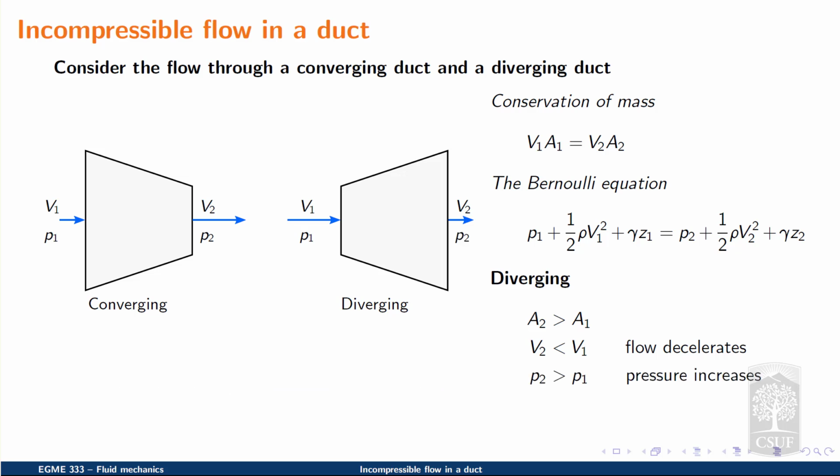When we consider the question of pressure, because of the decrease in the velocity, this leads to an increase in the static pressure, where p sub 2 is going to be greater than p sub 1 due to the Bernoulli equation.